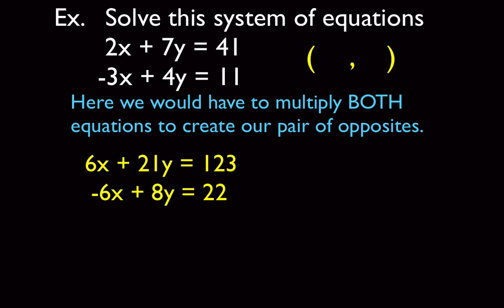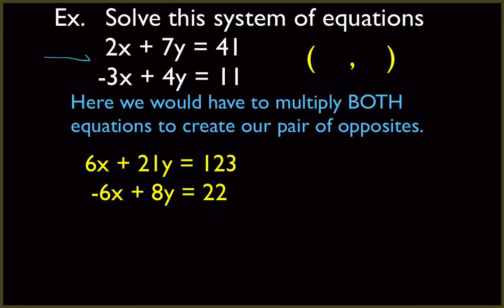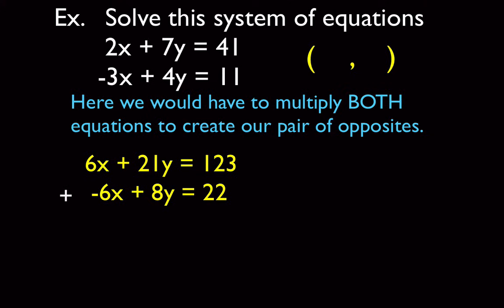Remember, I still have my equations written up here if I need to look back at where I got the numbers from. If you're confused on any of this, pause it. Take a second, really think, how did he get each of those numbers? The key here is getting this pair of opposites. It's very important that I have those so I can proceed with the problem. Okay, now I'm going to go ahead and I'm going to add.